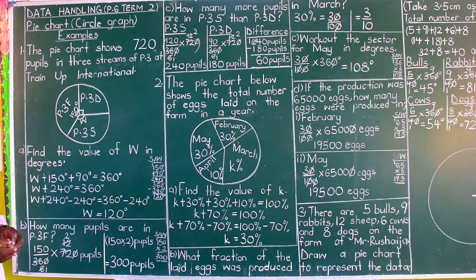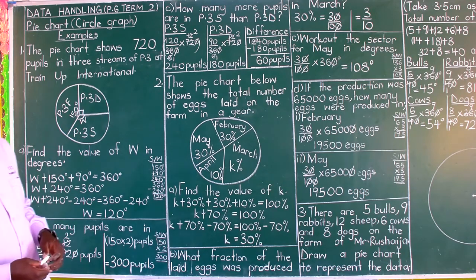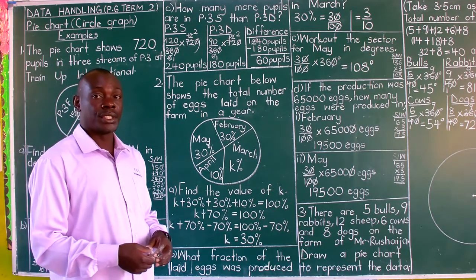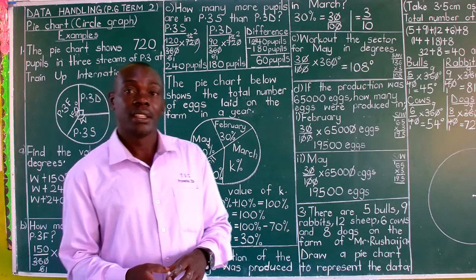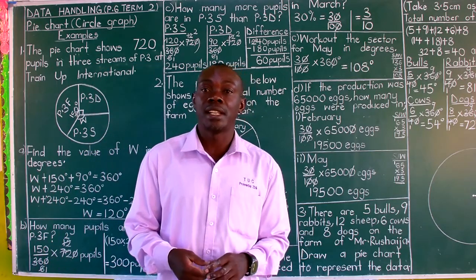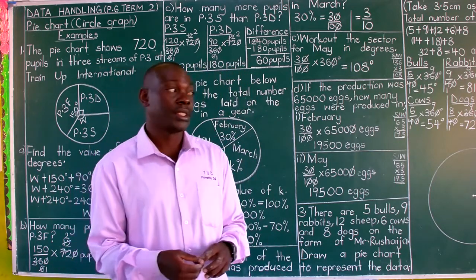They can as well be given percentages, like we shall see in number 2. The information can also be displayed in fractions. When given in degrees, that's in angular form, you will find the unknown by adding all the sectors to 360 degrees. Why? Angles at a point add up to 360 degrees.